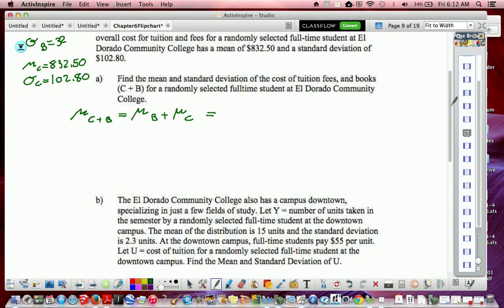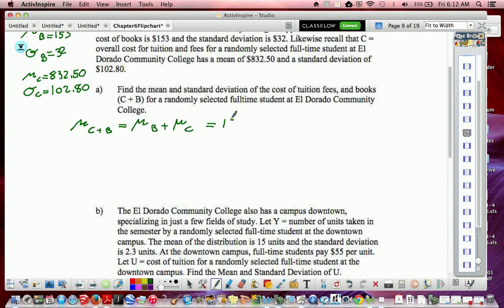So again, our cost for books was $153 plus tuition, $832.50. So if you add those together, $985.50. So that would be the mean cost for both tuition, fees, and books. That would be the average cost.